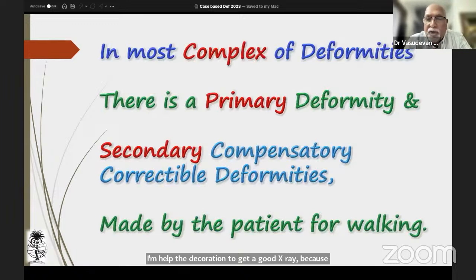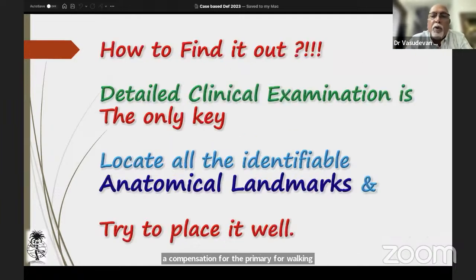In most complex deformities, as Hemant was mentioning, there is a primary deformity, that is the real deformity, and a secondary compensatory deformity, which may or may not be correctable. That was made by the patient as a compensation for the primary one for walking. So how to find it out? Again, as Hemant mentioned, there is nothing to substitute a detailed clinical examination, and that is the only key.